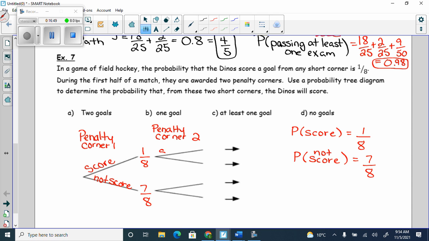So I have score, which is 1/8, or I have not score, which is 7/8, or I have score, which is 1/8, or I have not score, which is 7/8.